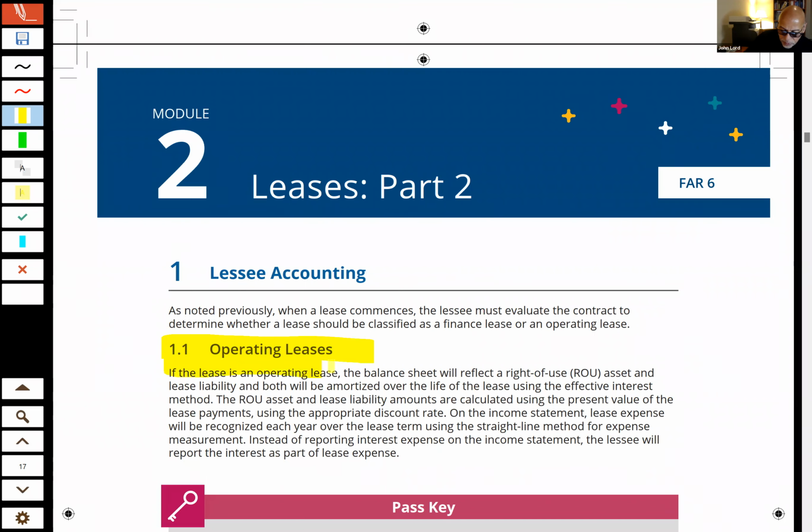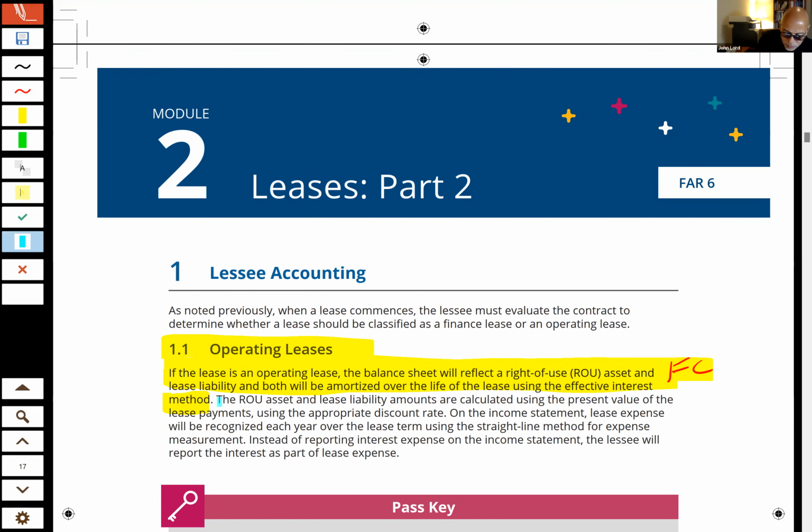If the lease is an operating lease, the balance sheet will reflect a right of use asset and lease liability, and both will be amortized over the life of the lease using the effective interest method, okay? Now flashcard this, because the amortization of both of those is going to be the same. When we get into the finance lease, we're going to see that the amortization of the liability and the depreciation of the asset will be two different amounts. Here, we're going to see they're going to be the same exact amount, okay?